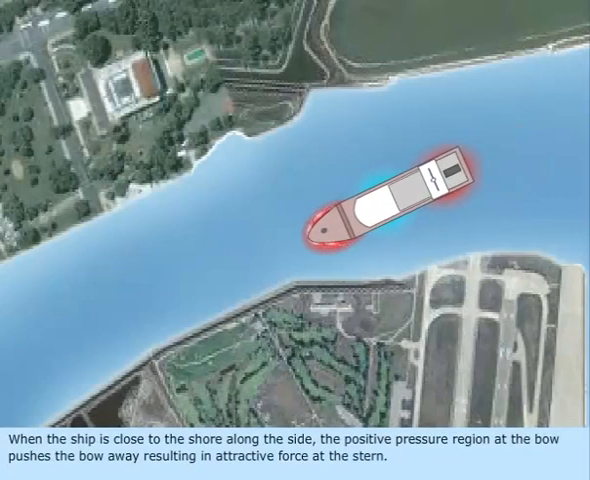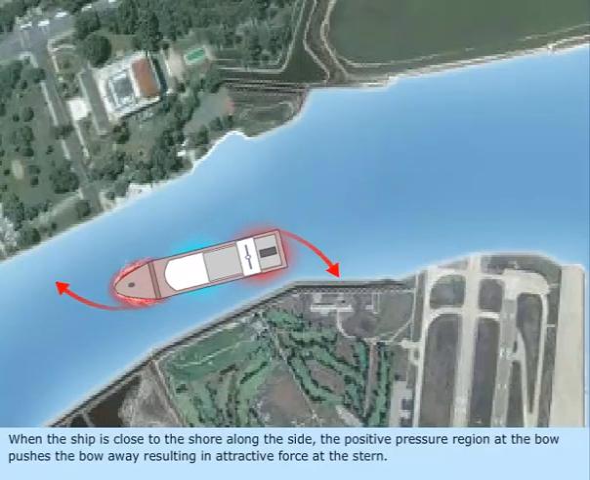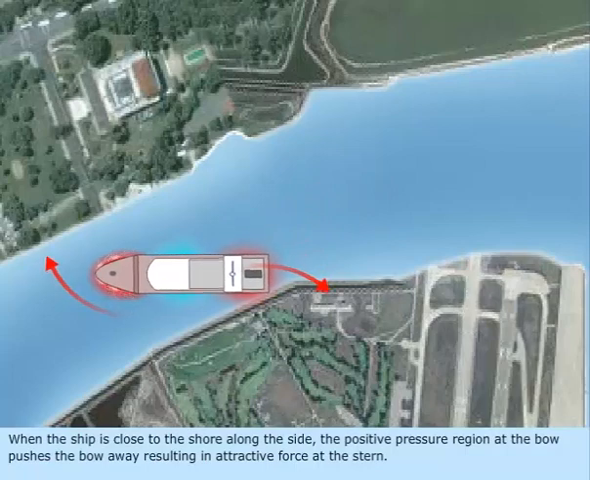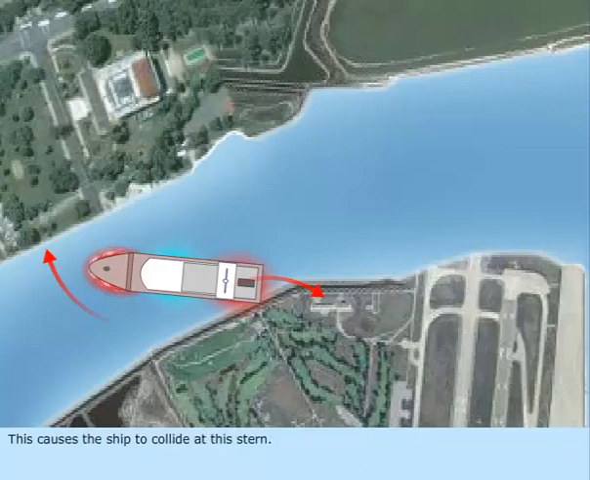When the ship is close to the shore along the side, the positive pressure region at the bow pushes the bow away, resulting in attractive force at the stern. This causes the ship to collide at the stern. This is called the bank effect.